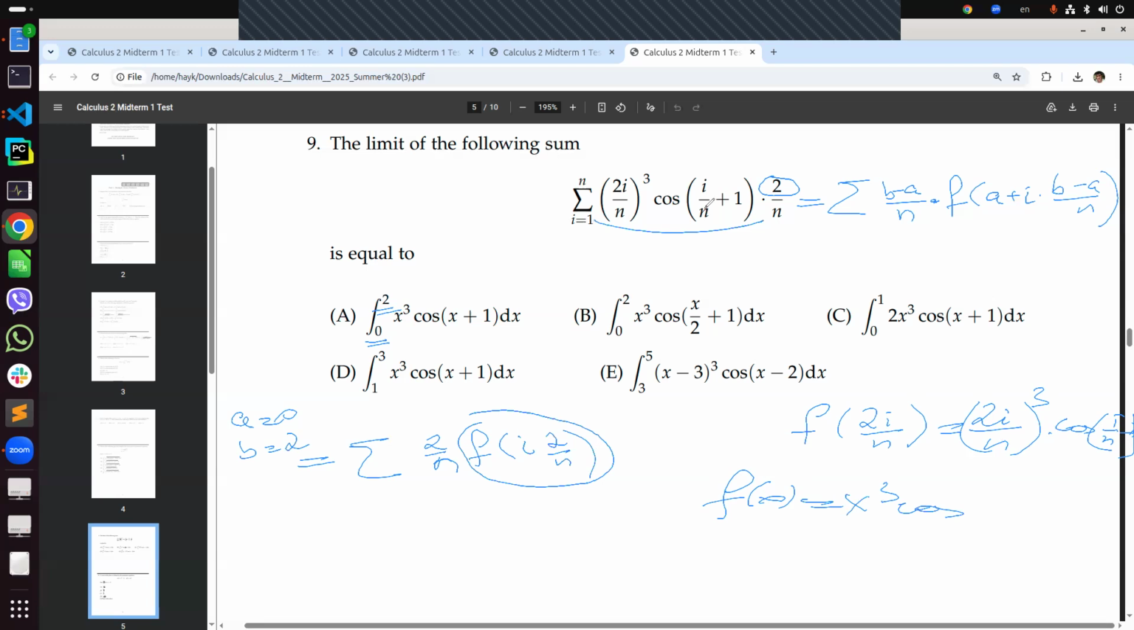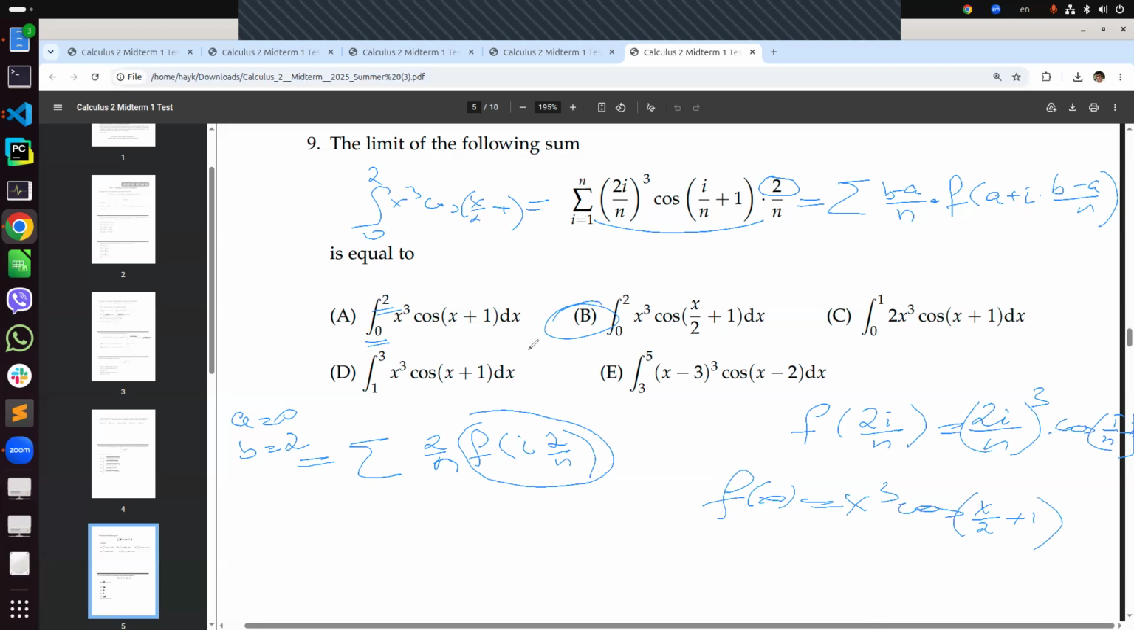So what is i over n? It is 2i over n over 2, so x over 2, plus 1. So one approach is to get here the integral from 0 to 2 of x cubed cosine of x over 2 plus 1. Do we have such an answer? It seems that yes, we do. B seems to be the correct answer.